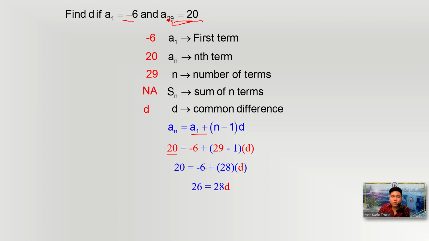Negative 6 is transposed to the other side, so that becomes 20 plus 6, that equals 26, equals 28d. So divided by 28, that is now 13/14. 28 divided by 28 is remaining at d. 26 divided by 28, right? So probably they are divided by 2. 26 divided by 2 is 13, 28 divided by 2 is 14. Simplified version. So that is the difference now, 13 over 14.